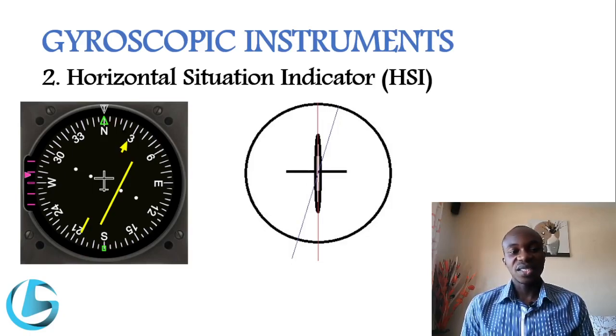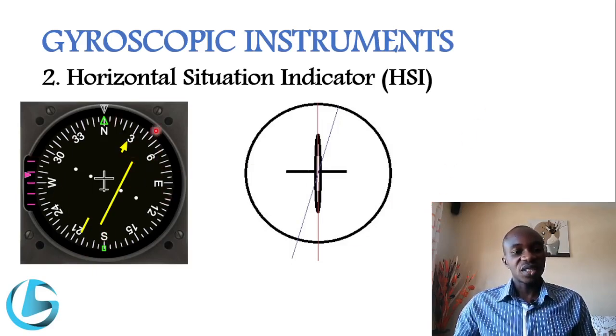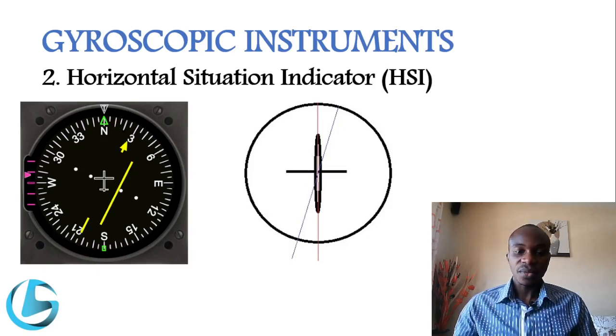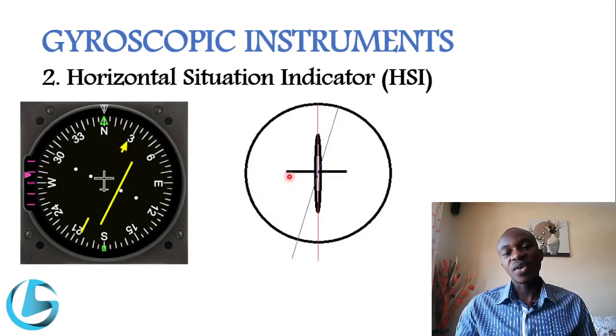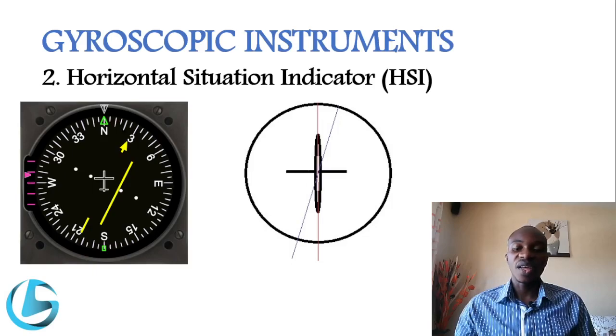As the aircraft turns, this scale also turns with the aircraft, such that the heading of the aircraft will be pointed here on top of the instrument. So this instrument also uses a gyroscope, and this one uses a directional gyro, unlike the attitude direction indicator that uses a vertical gyro. Directional gyro has a horizontal spin axis.